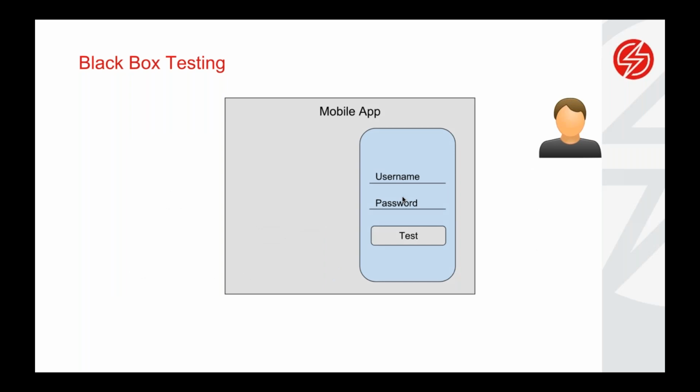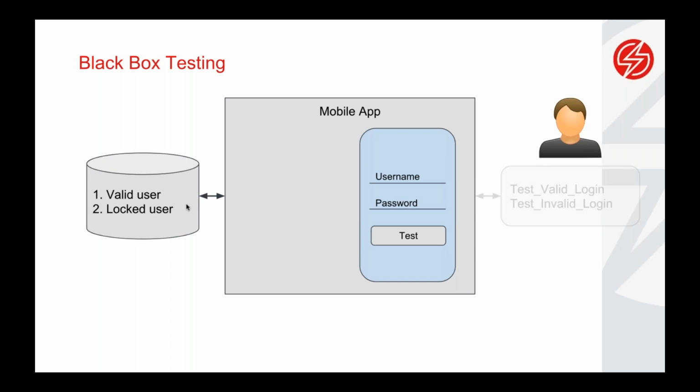Now we can approach testing this application as an end user, where the whole application and its internals are a completely black box to us. All that we do is interact with the user interface. In this kind of testing approach, you actually need more components in your test infrastructure. You actually have to maintain a valid test user and a locked user somewhere in your infrastructure. And then your test script would provide the credentials and make sure that you get the right results back.